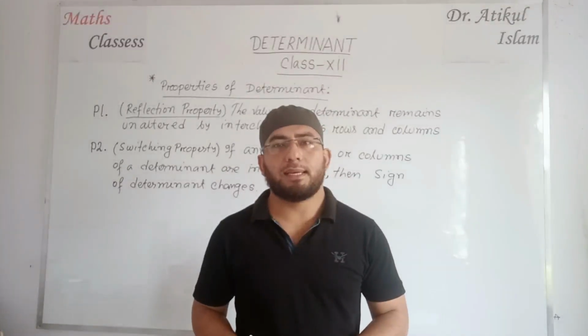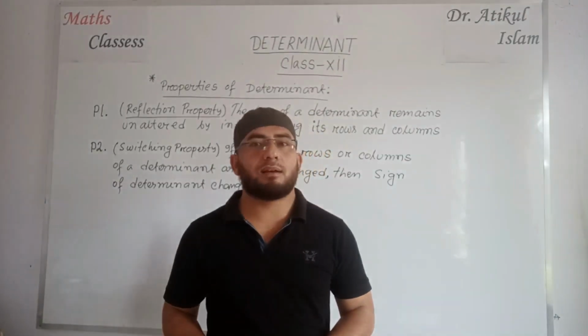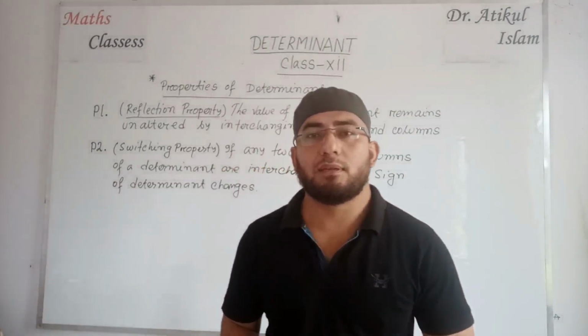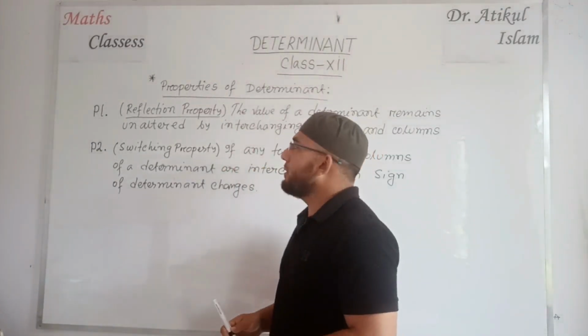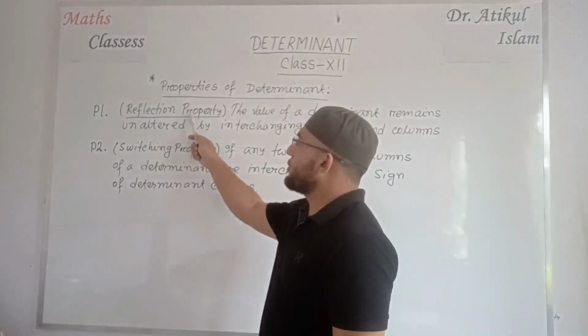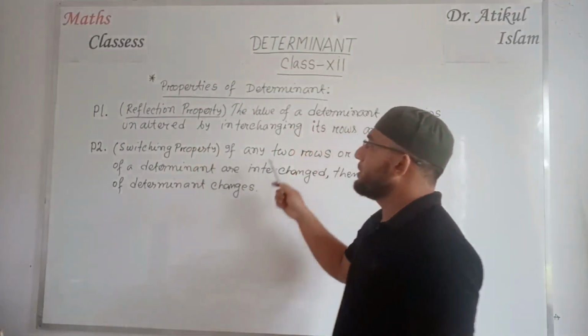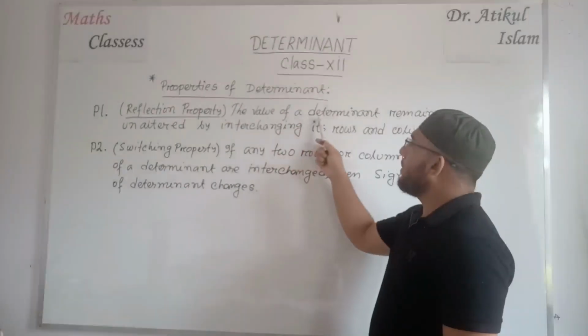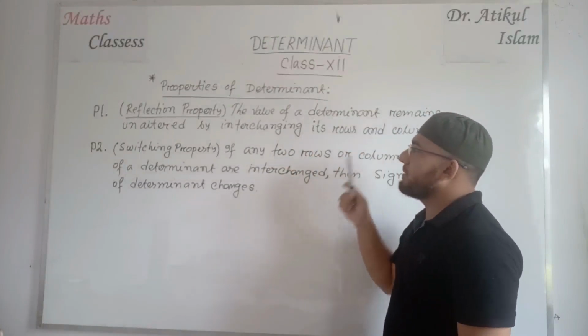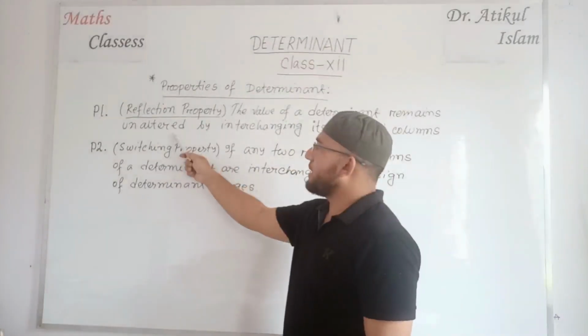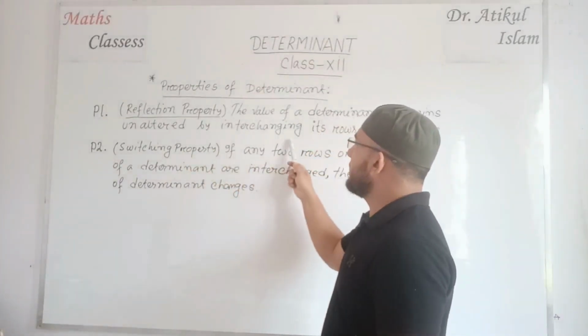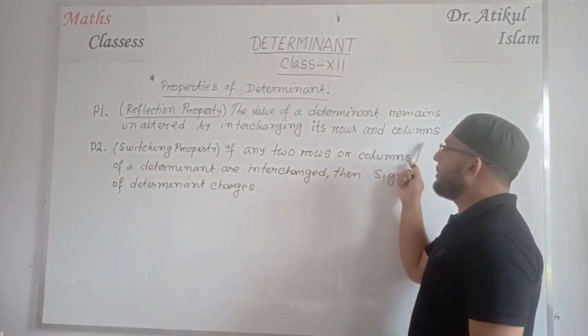Hello everyone. In this video, I will discuss the properties of determinant. So, the first property of determinant is reflection property, which is that the value of a determinant remains unaltered, meaning unchanged, by interchanging its rows and columns.